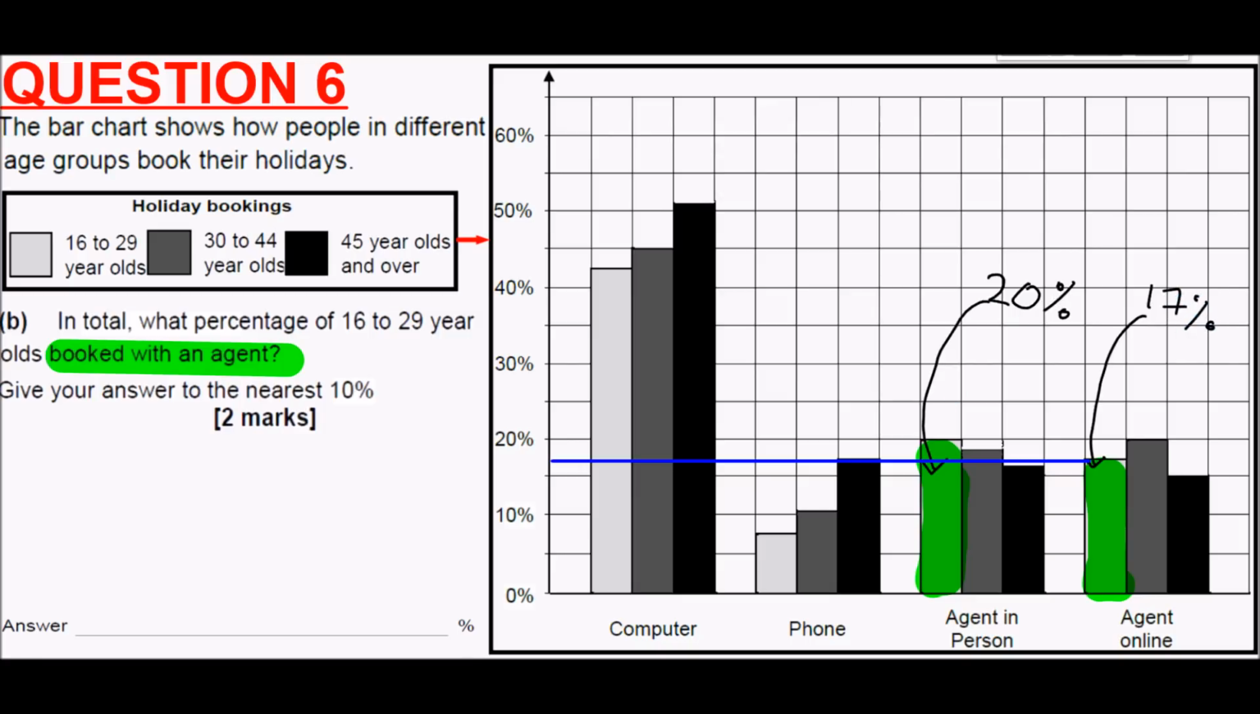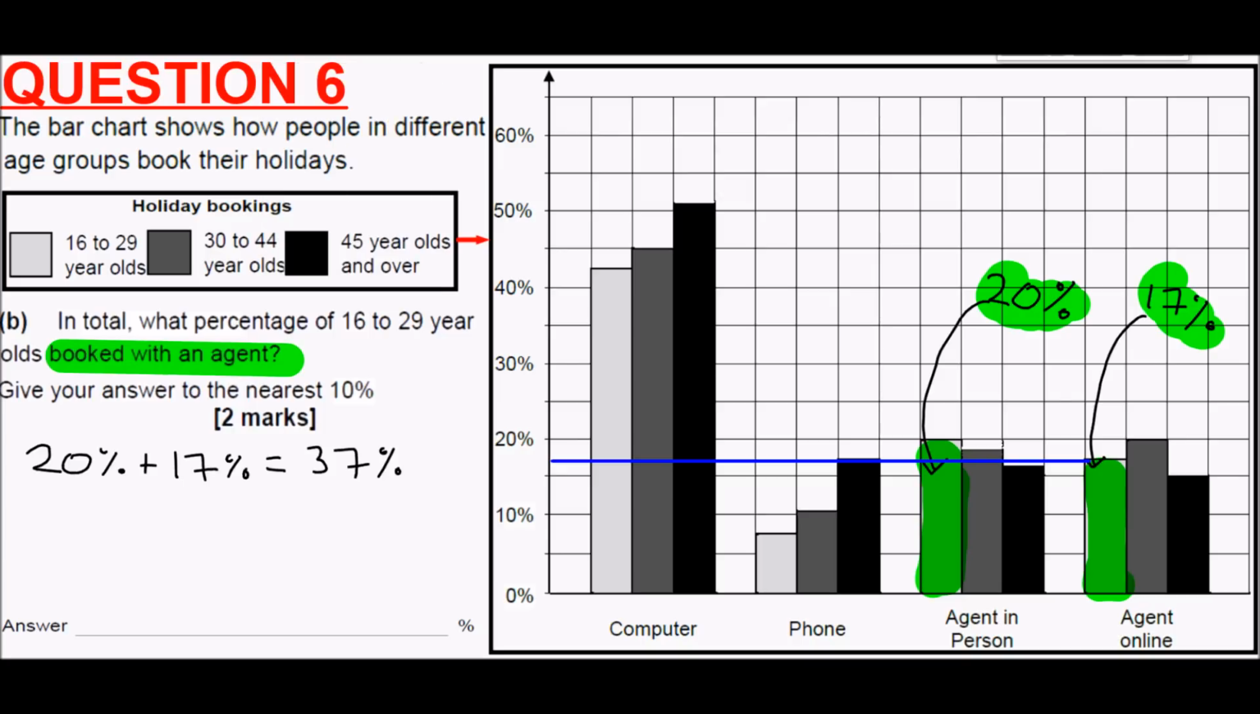So 20% for agent in person and 17% for agent online. And so total means one added to the other. And so 20% plus 17% would come to a total of 37%.